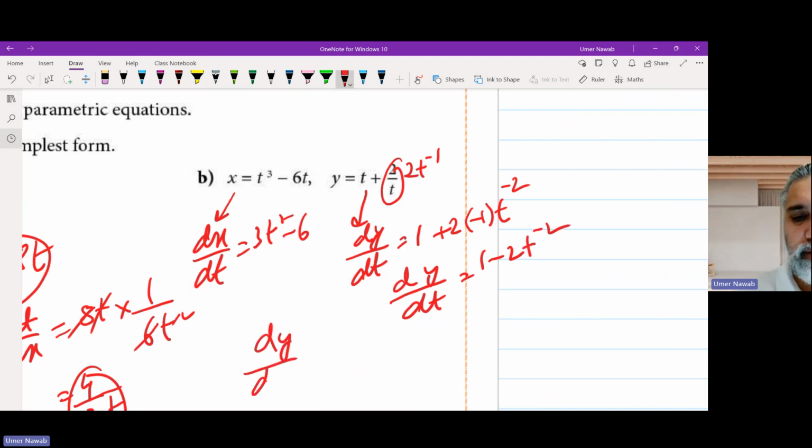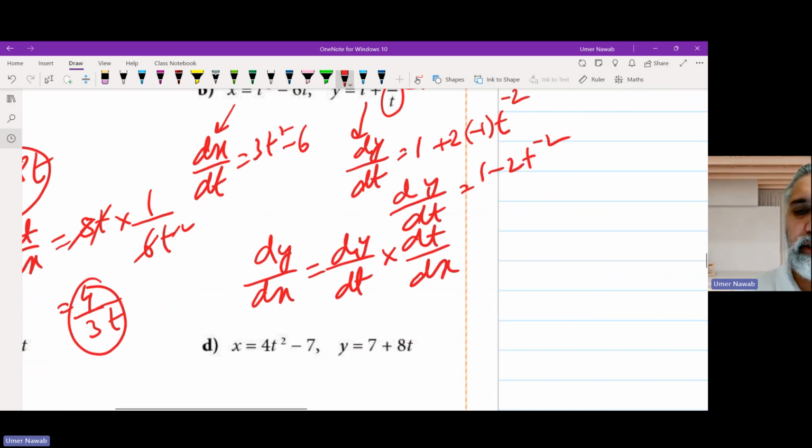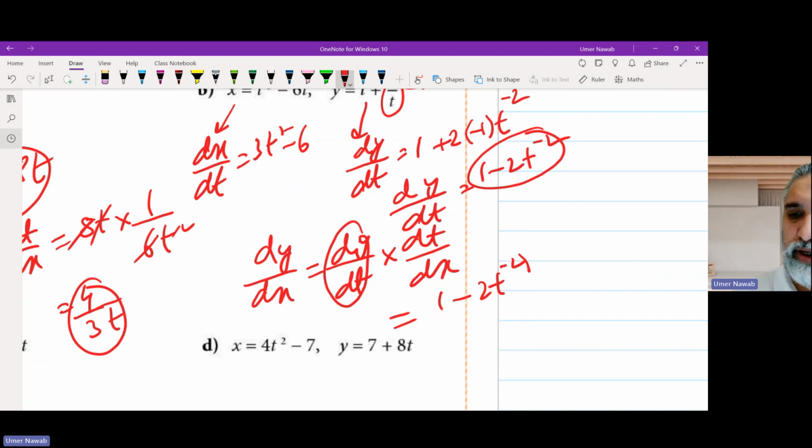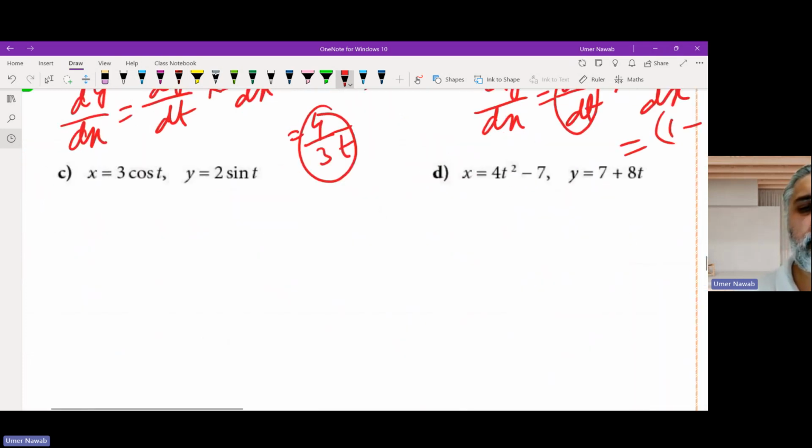What I want to get is dy by dx, which is equal to dy by dt times dt by dx. What is dy by dt I have? Dy by dt, I found it, 1 minus 2t raised to minus 2. And reciprocation, what is this? This is 3t squared minus 6. Okay, you stop it here.